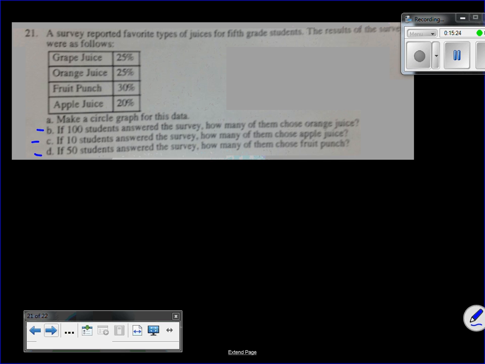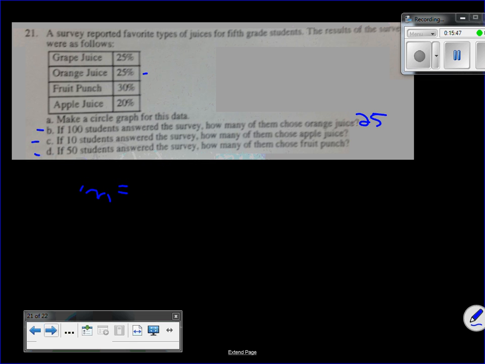If 100 students answered the survey, how many of them chose orange juice? Okay. Well, if 100 students answered, that is my denominator, right? So I'm trying to find out what my numerator would be. Well, if 25%, that'd be 25 over 100, right, kids? Remember all this practice we've been doing? Times 1 gives me 25 kids. So 25 kids would have picked orange juice.